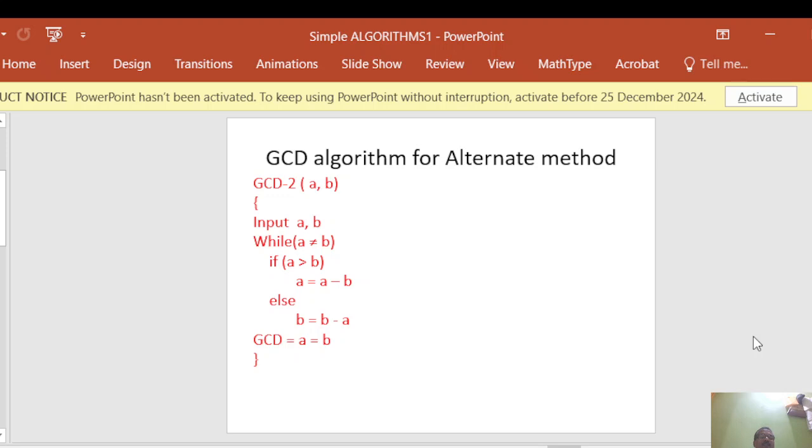In the previous case we have seen, we repeated steps again and again until it becomes 0, that is, when both the inputs are the same. So while A not equal to B, that is the condition. If the first number is bigger, then you have to subtract the second number from the first number. Else you have to subtract the first number from the second number. You have to repeat again and again until it becomes 0. At the last step, when it becomes 0, both the numbers will be the same. So the condition is given as A not equal to B at the while loop.